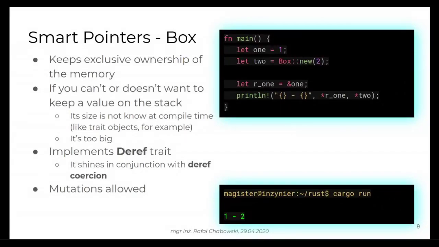Okay, let's start with a box. Box is the smart pointer that keeps exclusive ownership of the memory. Sometimes you don't, or you can't, want to keep the value on the stack. Maybe it's too big. I don't know, this "too big" is not strictly defined. It could be 1 megabyte, it could be 100 megabytes. Or if the size of the object is not known at compile time, like trait objects, for example, you need to keep them on the heap.